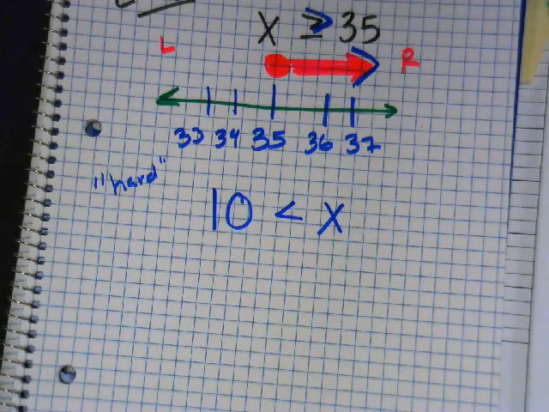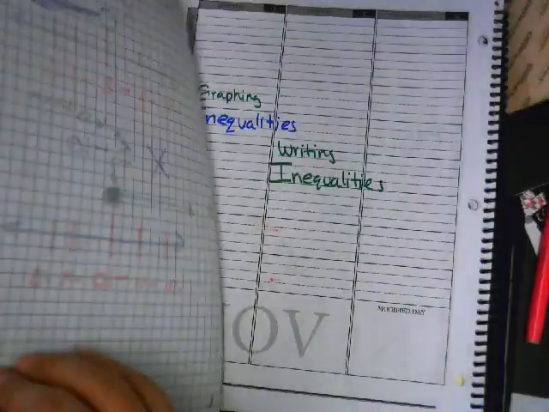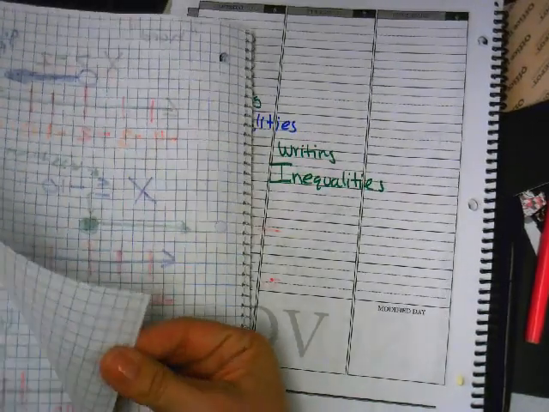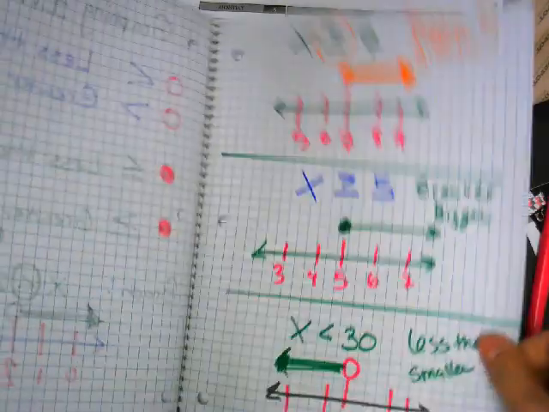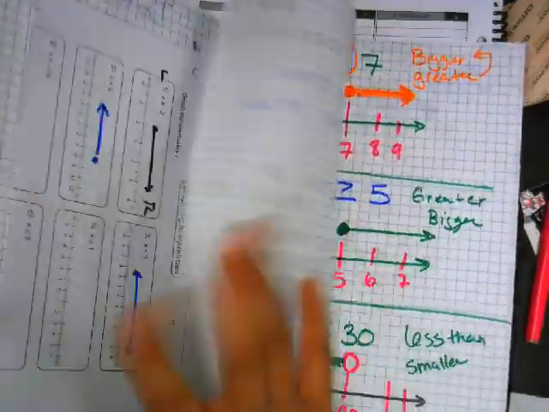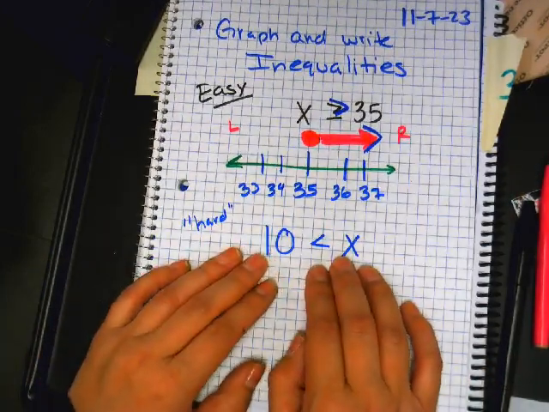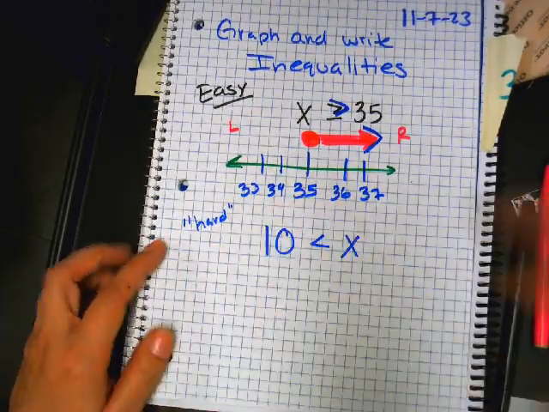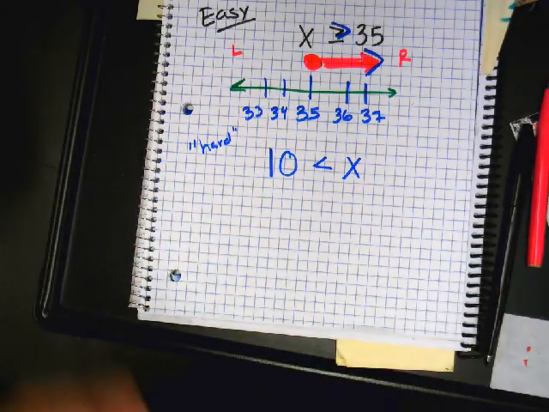The x is the last number. Very good. So you see how x doesn't come first? All of the problems from yesterday, even on the worksheet, what always was written first? The x. Now it's last. And now I call it a hard problem. And the reason it's hard is because of the shading.